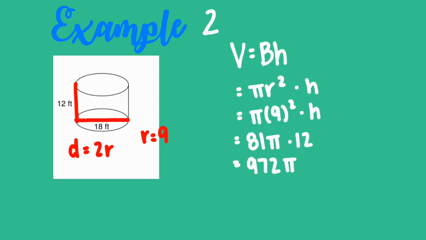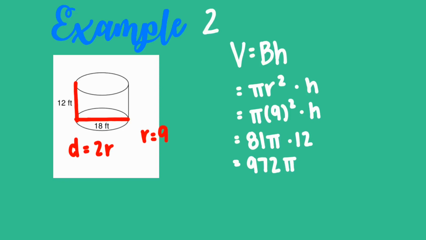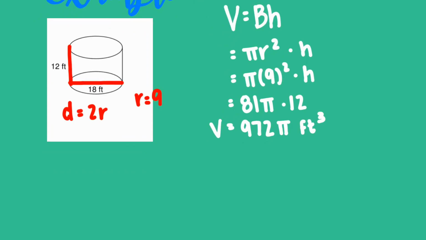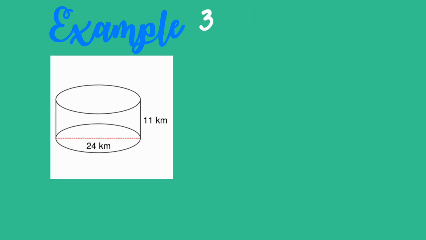And don't forget your pi at the end. You don't have to multiply it out. You can leave it just like that. And your units of measure would be feet cubed for your volume. Remember though, like on your assignments, you're going to put 972 and you're going to just write out the word pi. Alright, so example 3.